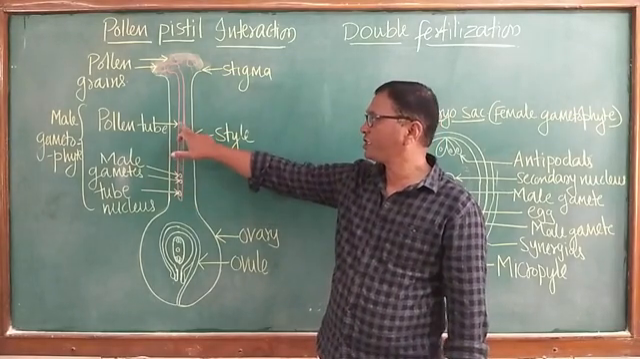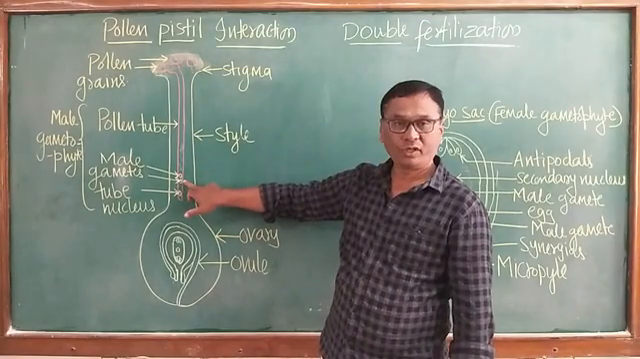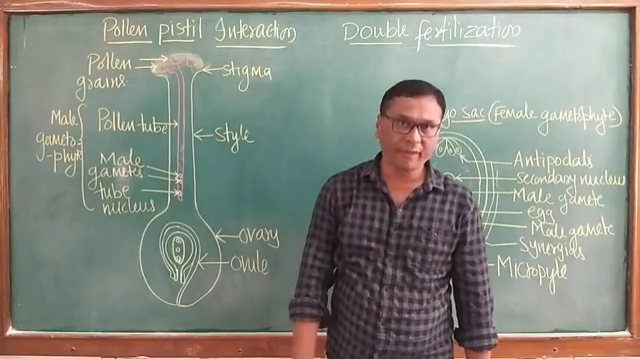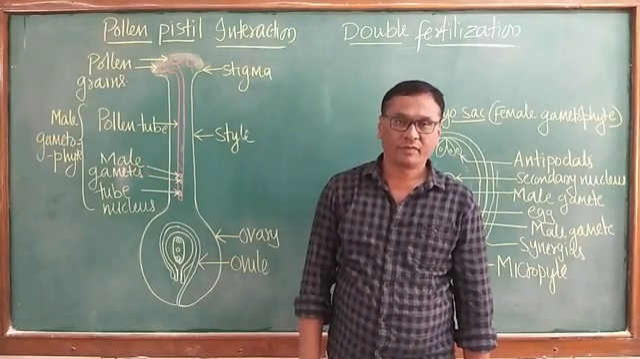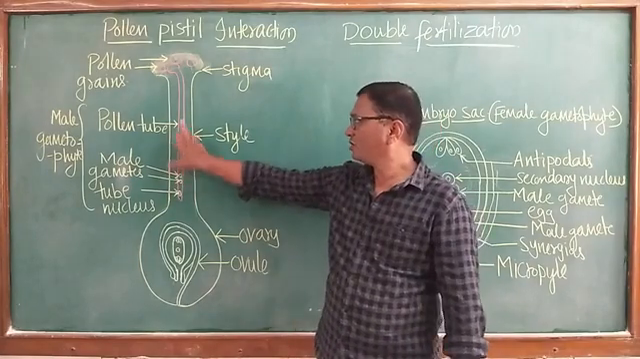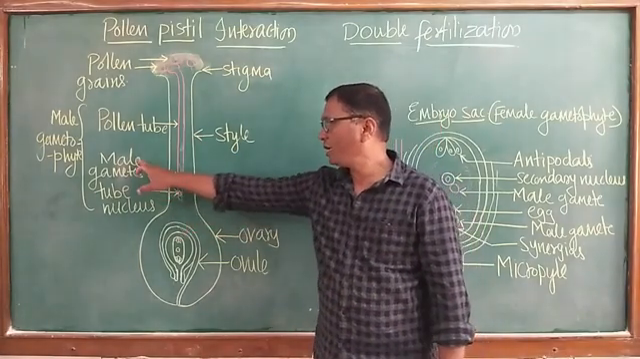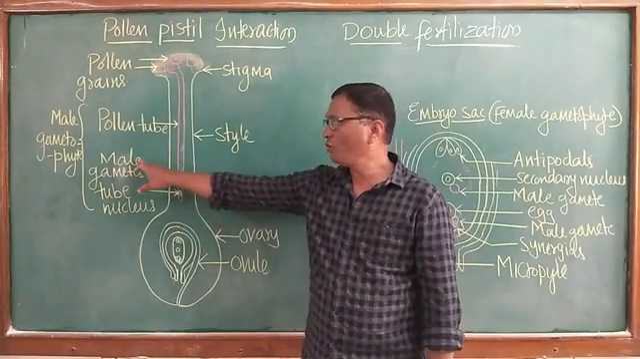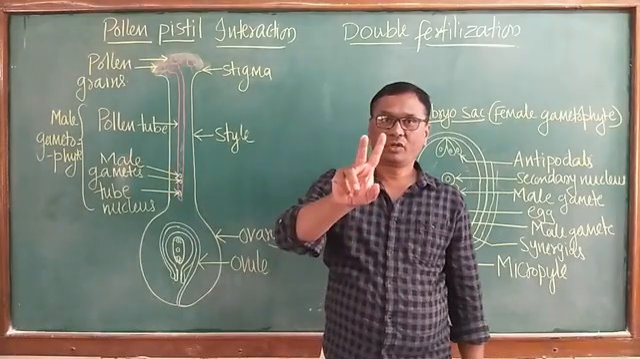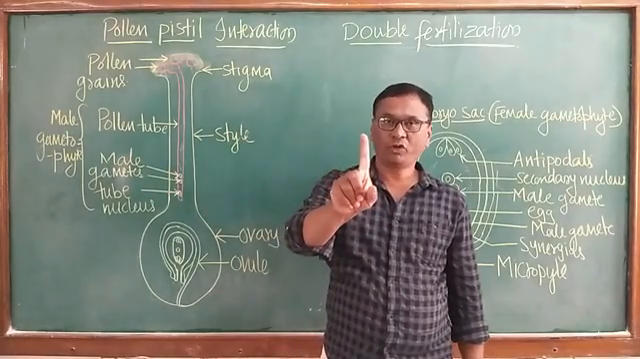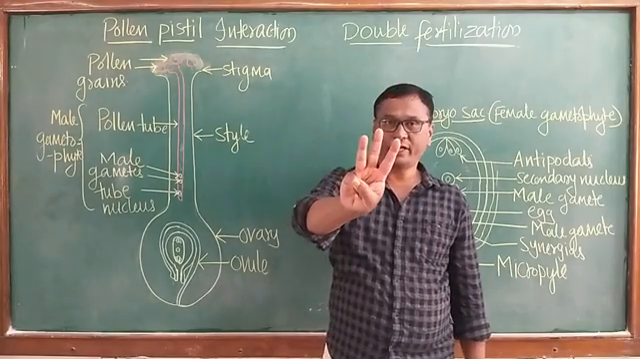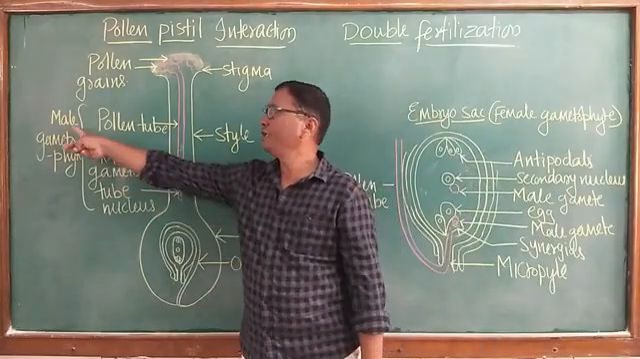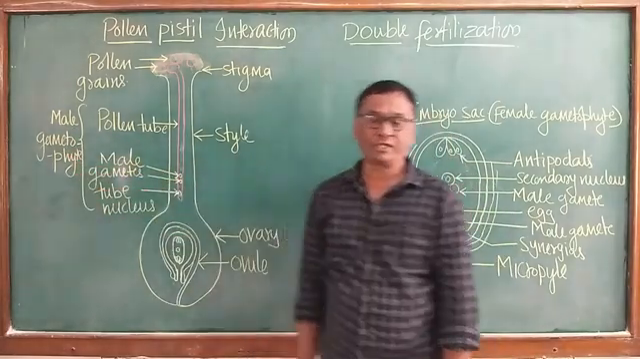Now such pollen tubes, while developing on the style and the stigma, the generative cell which is present in the pollen tube divides by mitosis to form two male gametes. Now this structure, the pollen tube along with the tube nucleus and the two male gametes, collectively the three-celled structure, is called male gametophyte.